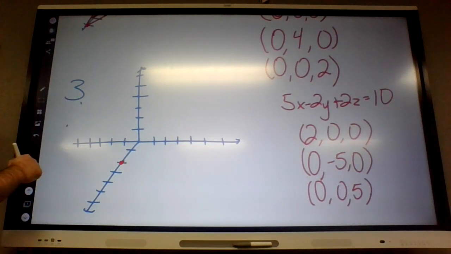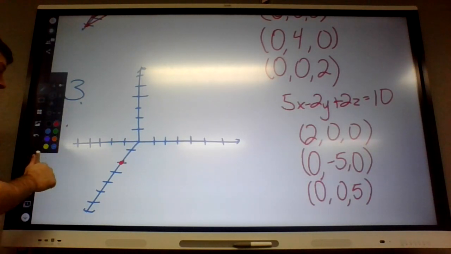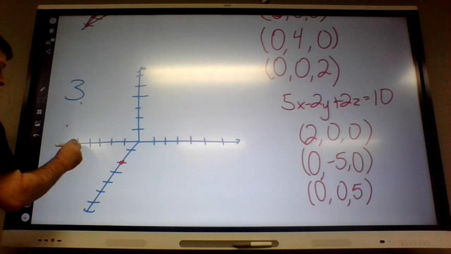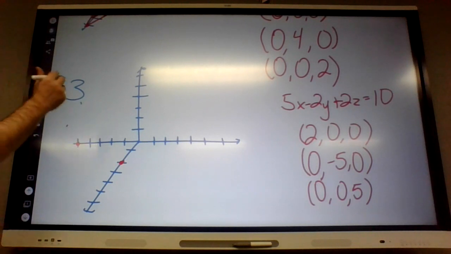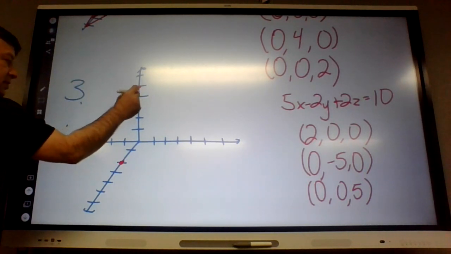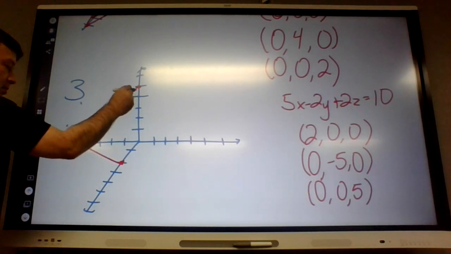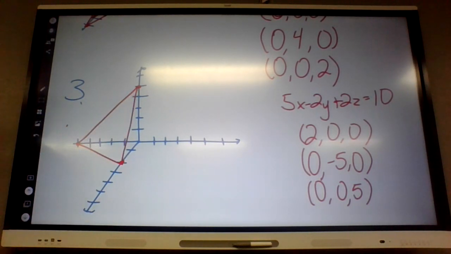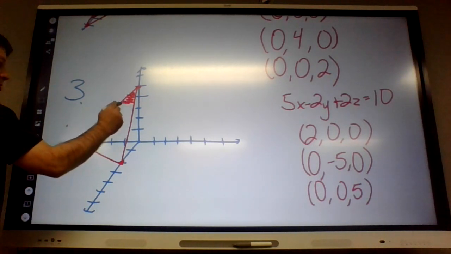So anyway, we need a negative y-axis. I don't think we need a negative z or x-axis here. Go back to red. So that would be 0, negative 5, 0. And 0, 0, 5 would be right here. So there it is. What a beauty, Eva.